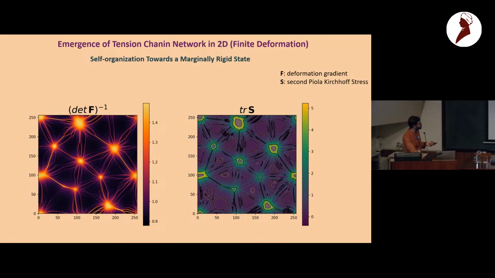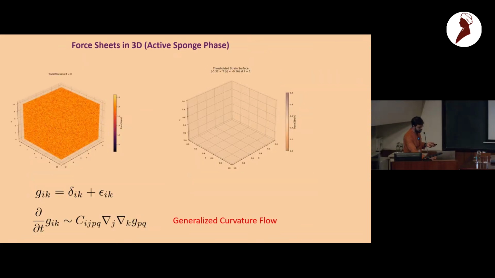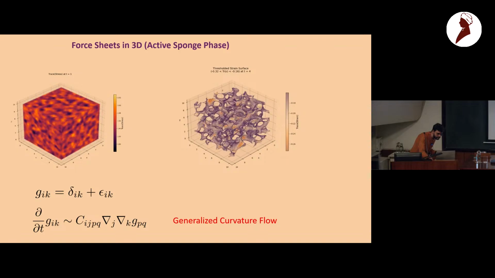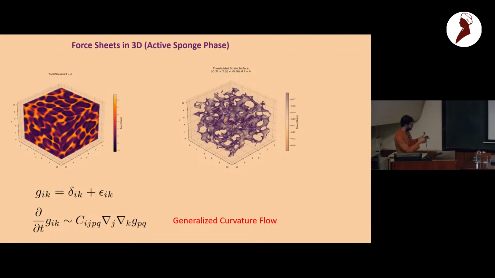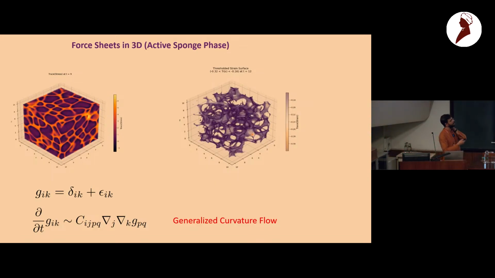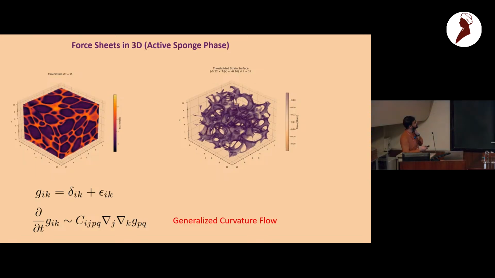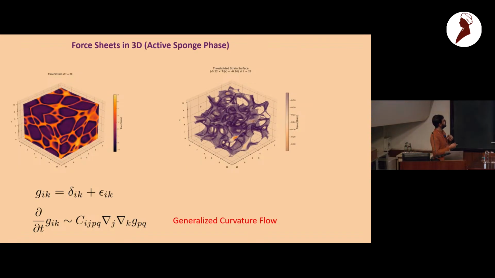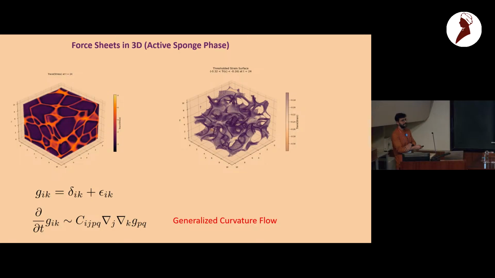So this is 2D, and in 3D, these are the movies. In 3D, you will see force sheets, like force chains. Here we have plotted where the strain is the highest, and this sort of looks like an active sponge phase. We are conjecturing that these are minimal surfaces, which we have to test, and also you can put this theory as a curvature flow.